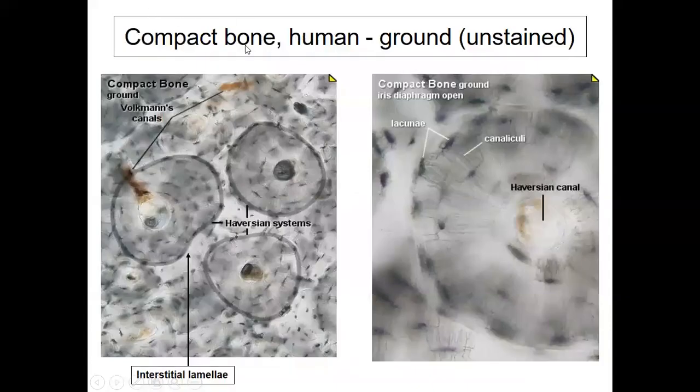Okay, the compact bone, understand? You can see here, this is the Haversian system. In between them we have the interstitial lamella. Here in the middle we have the Haversian canal, and then we have the canaliculi. They contain the cytoplasmic processes of the osteocyte, and the osteocyte is present inside the lacuna.